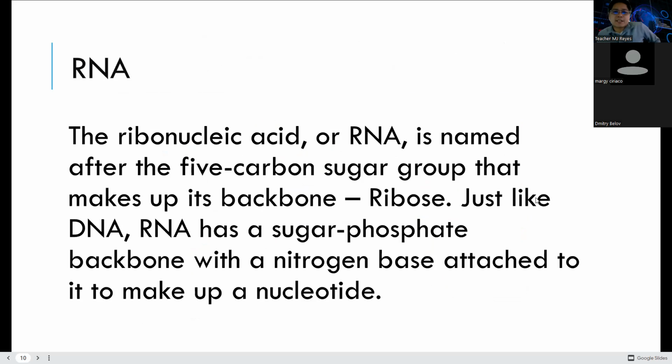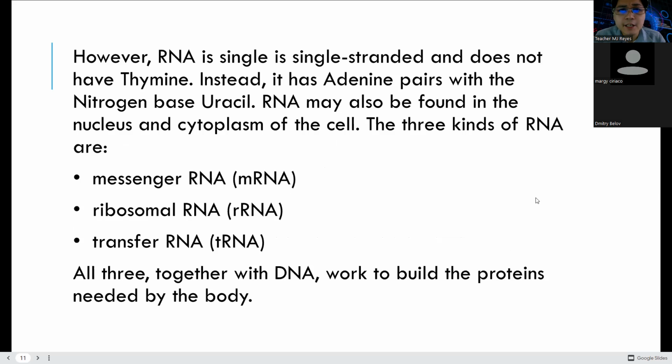RNA stands for ribonucleic acid. It's named after the 5-carbon sugar group that makes up the backbone, the ribose sugar. Just like DNA, RNA has a sugar-phosphate backbone with a nitrogen base attached to make up a nucleotide. However, RNA is single-stranded. When you say single-stranded, it doesn't contain any pair, and it does not have thymine.